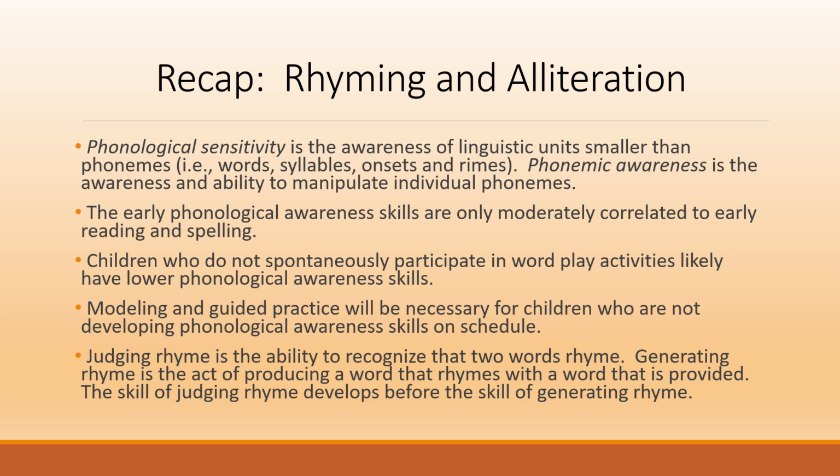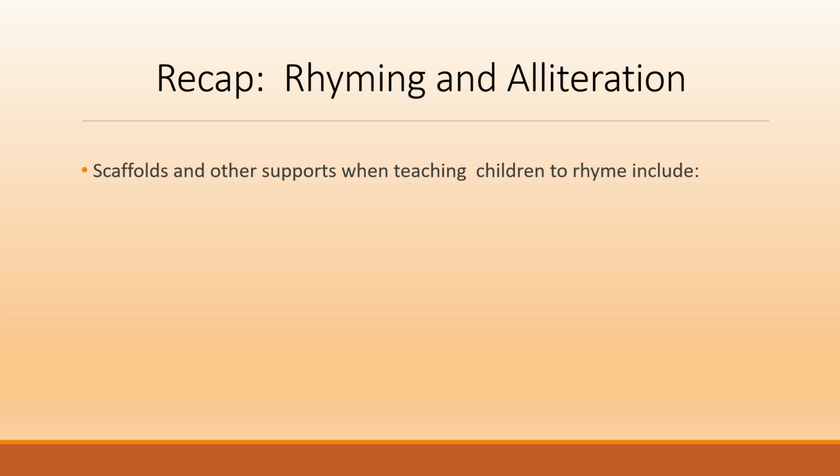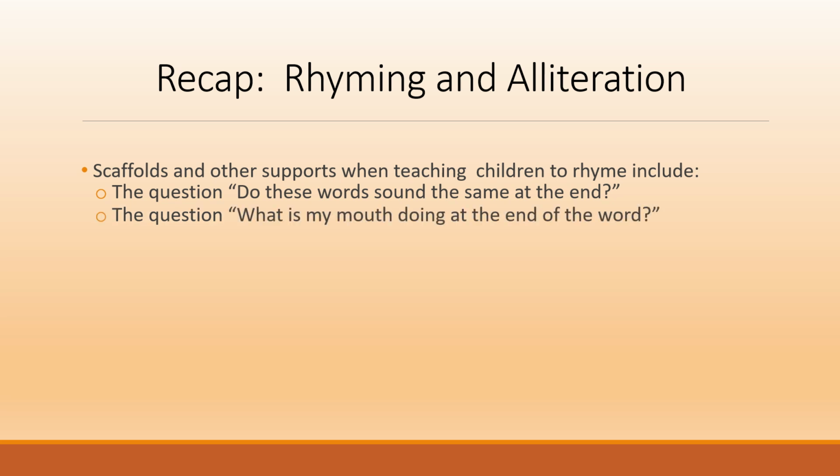Judging rhyme is the ability to recognize that 2 words rhyme. Generating rhyme is the act of producing a word that rhymes with a word that is provided. The skill of judging rhyme develops before the skill of generating rhyme. Scaffolds and other supports when teaching children to rhyme include asking the questions, do these words sound the same at the end? What is my mouth doing at the end of the word?